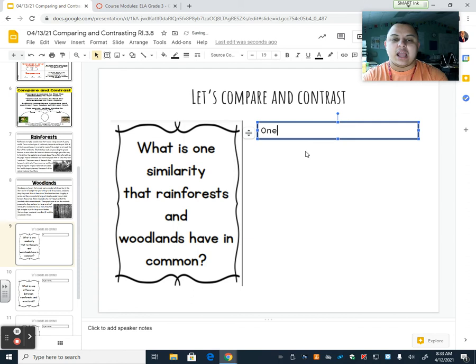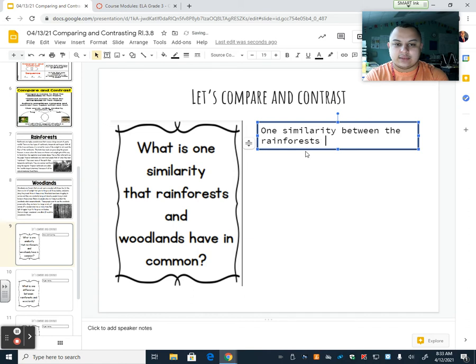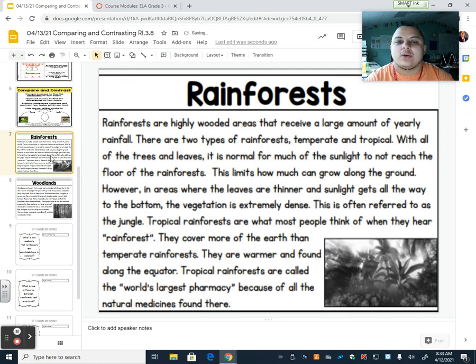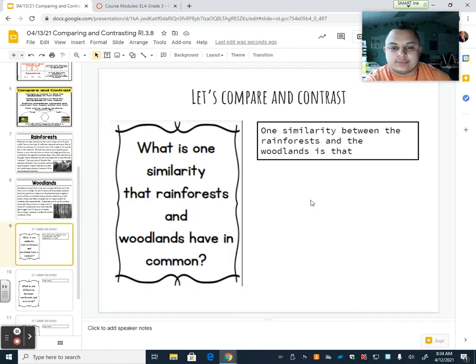So I'm going to say one similarity, because remember, we always have to restate our question when we are writing our answer so that it is written in complete sentences. One similarity between the rainforest and the woodlands is that, and then now we can go back and look. Well, I know that they all have vegetation, plants. They grow better when sunlight gets all the way to the ground.